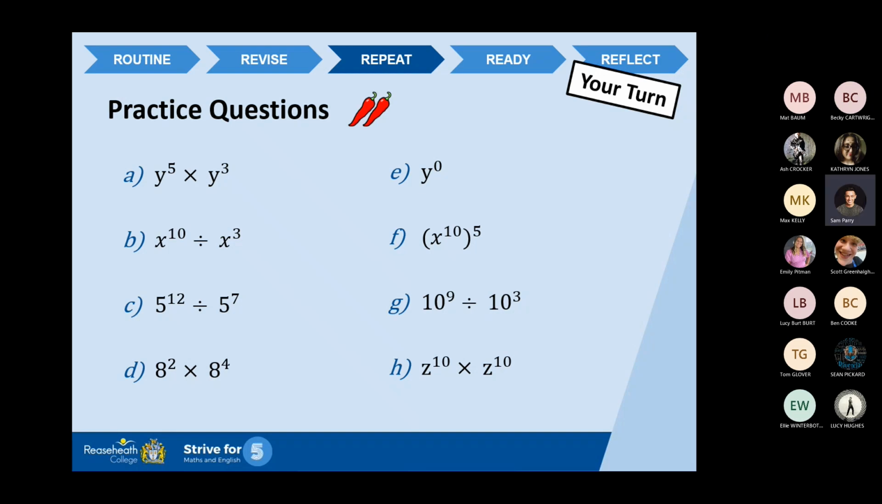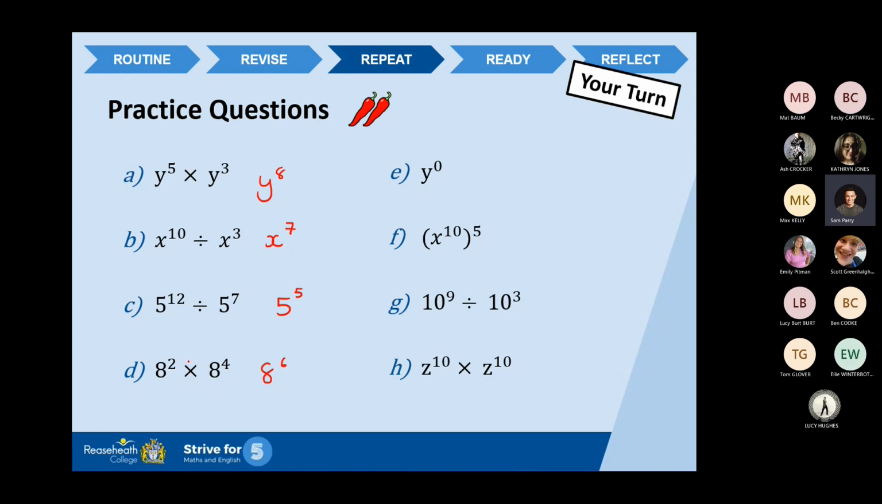Okay, answers, guys. So bring your attention back to the PowerPoint, and then we're going to do some more advanced indices stuff after. So y to the power of 5 times y to the power of 3. Well, we're timesing them, so we're going to add them. So it's going to be y to the power of 8. We're subtracting because it's a division, so it's going to be x to the power of 7. 5 to the power of 5. 8 to the power of 6.